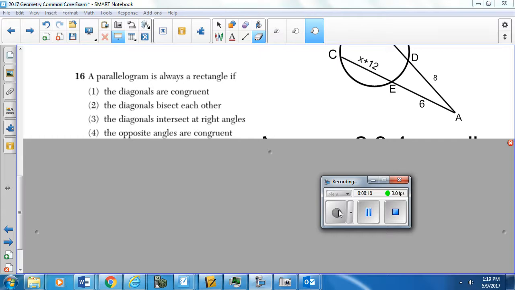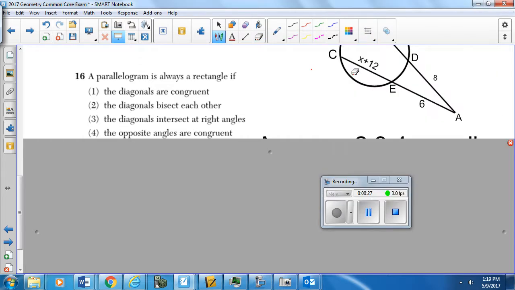It says a parallelogram is a rectangle if the diagonals are congruent, the diagonals bisect each other, the diagonals intersect at right angles, or the opposite angles are congruent. So we have 4 different choices. And the question is always a rectangle. So there's one of these properties that if it's true about a parallelogram, it has to be a rectangle. The other 3 may be true, but that doesn't make it a rectangle.